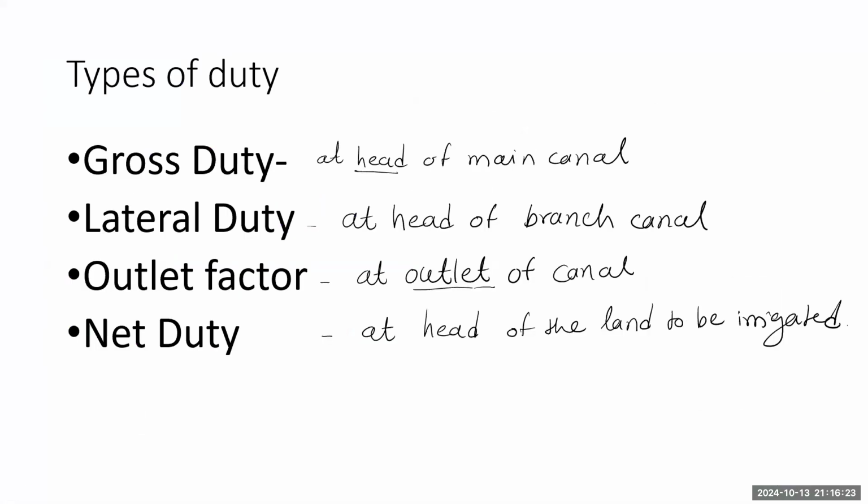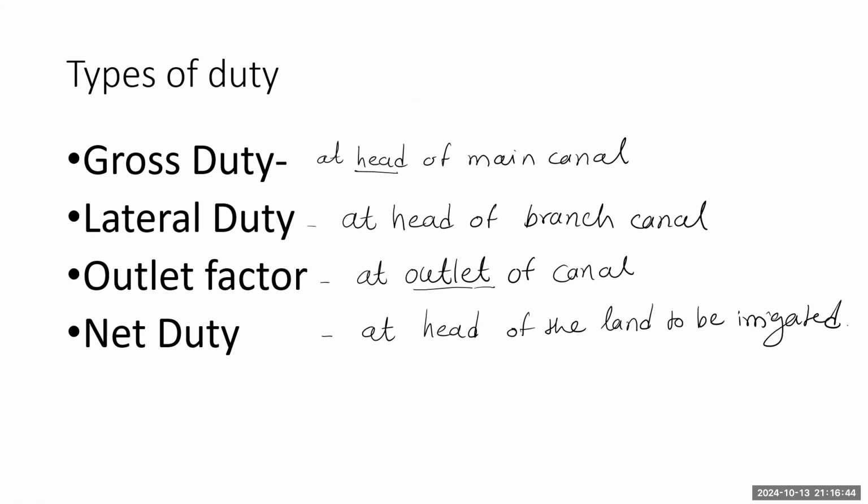Okay. Next point is types of duty. So which are the types of duty? First is a gross duty. The duty measured at point A is called a gross duty, which is measured at the head of the canal. Second is a lateral duty, which is measured at the head of the branch canal.